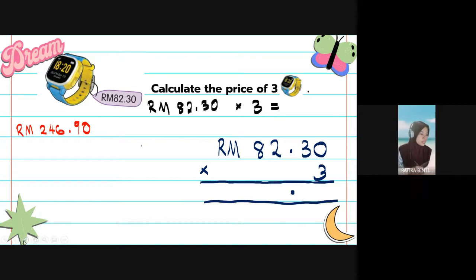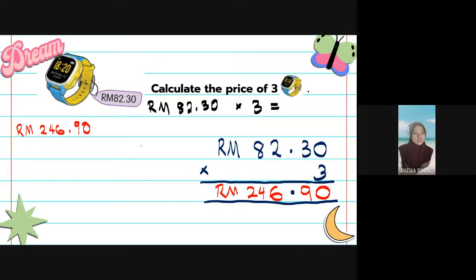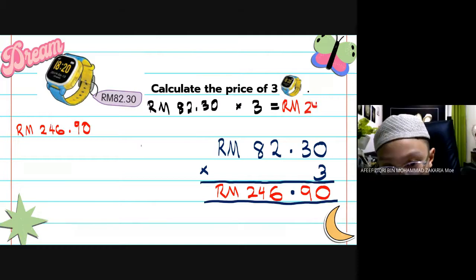So, multiply as usual. 0 times 3 is? 0. 3 times 3 is 9. 2 times 3 is 6. 8 times 3 is 24. So the answer is 246 ringgit and 90 cents. Please complete your number sentence. Remember to complete your number sentence.